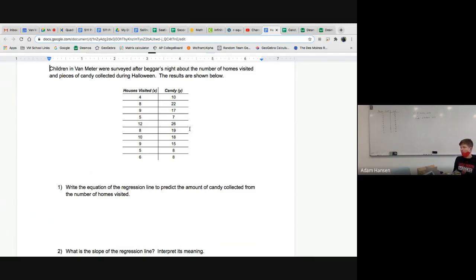If the residual is negative, that means you actually got less than what you were supposed to. So a negative residual means that you got like toothpaste in a couple homes, and you didn't get as much candy as you should have. You've got to figure out how much candy you were supposed to get and then take the difference.